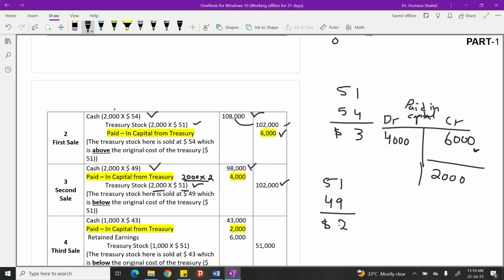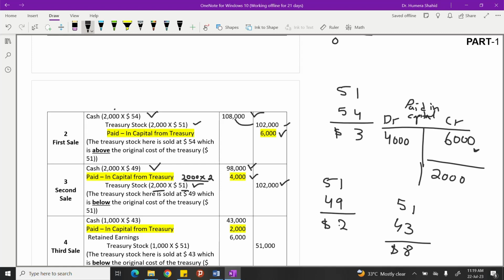Anyways, for the second sale transaction, I have debited paid in capital with 4,000 because I had the balance. Moving on towards the third sale, in which you have sold the treasury share for 43, but the purchase price was 51. So how much shortage do you have? You have $8 shortage for each share.